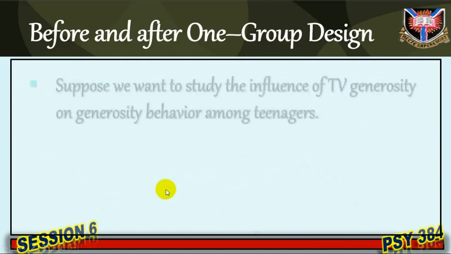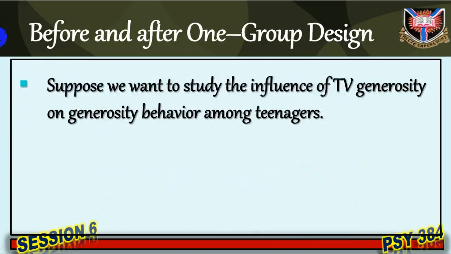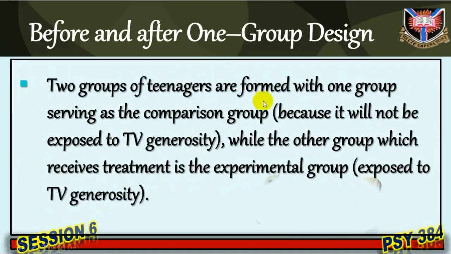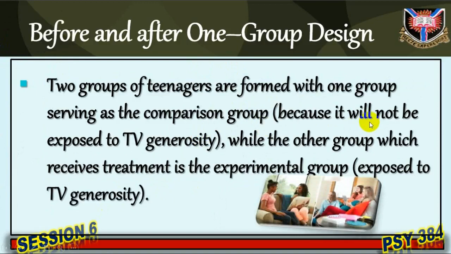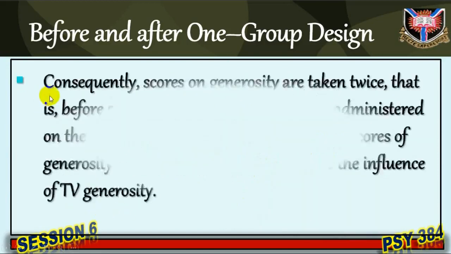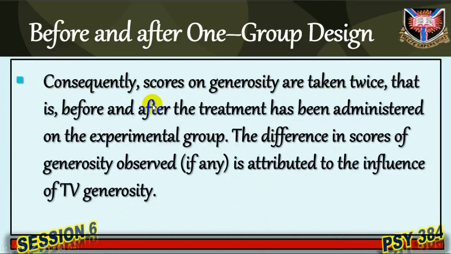Suppose we want to study the influence of TV generosity on generosity behavior among teenagers. Two groups of teenagers are formed, with one group serving as a comparison group because it will not be exposed to TV generosity, while the other group which receives treatment is the experimental group exposed to TV generosity. Consequently, scores on generosity are taken twice, that is, before and after the treatment has been administered on the experimental group. The difference in scores of generosity observed, if any, is attributed to the influence of TV generosity.